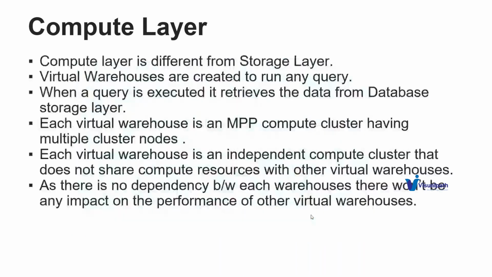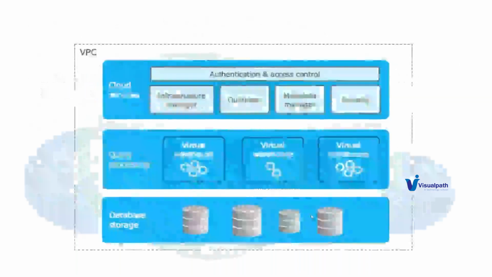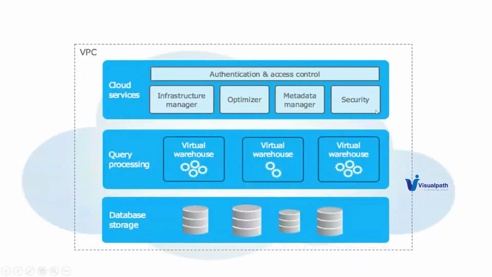So what exactly will be available in this compute layer? We will have virtual warehouses. For the set of compute resources, Snowflake has given a name called virtual warehouse. So a virtual warehouse consists of compute resources. Again, for this virtual warehouse we have a separate class, and the next class will be the same virtual warehouse.